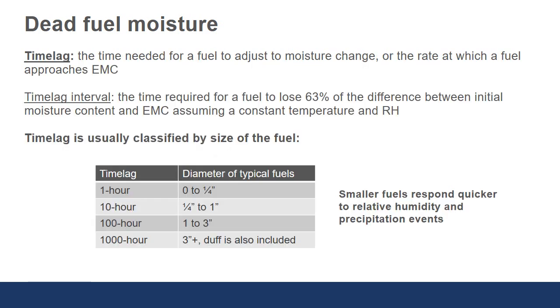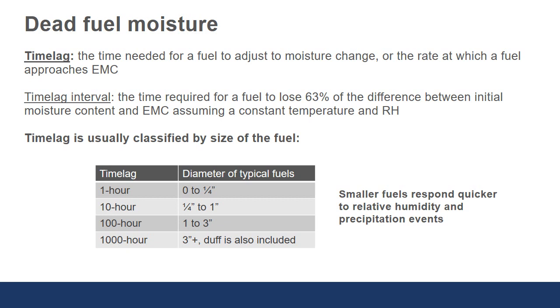One way to understand the relationship between a specific fuel and the EMC is to categorize fuels by the time it takes them to reach EMC. The time lag principle is based on the idea that it is the time required for a fuel element to lose 63% of the difference between initial moisture content and EMC with a constant temperature and relative humidity.